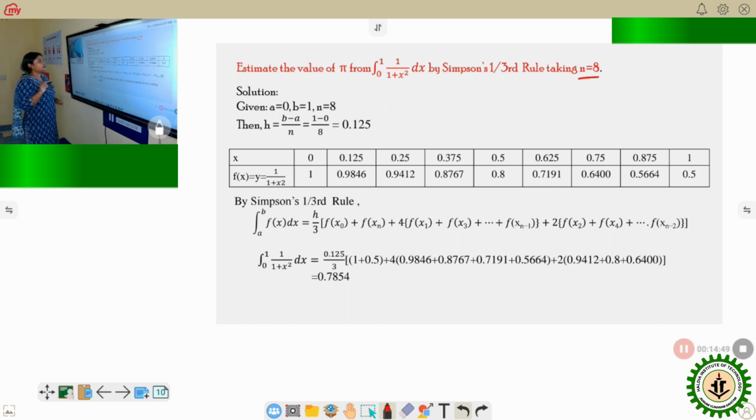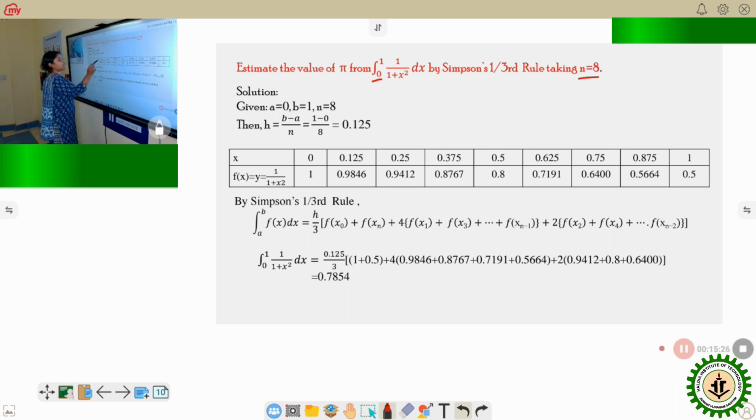And here this is your lower limit, so I have written a equal to 0, and b equal to the upper limit, that is 1. Now the number of subdivisions is given, n equal to 8. Now, what is h? Because I need h. See the formula, Simpson's one-third rule says the formula is this one. So you need the value of h, and you need the values of f(x0), f(x1), f(x2), f(x3), in this way up to f(xn). So all these functional values we need. For that we have to make a table.